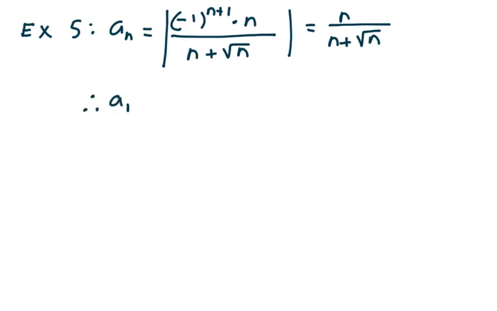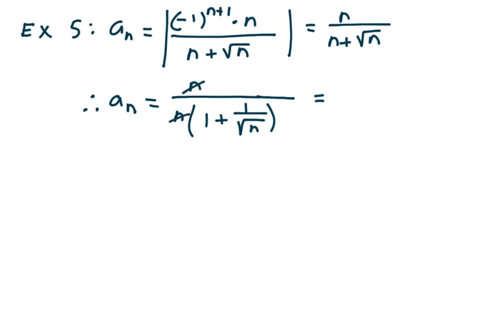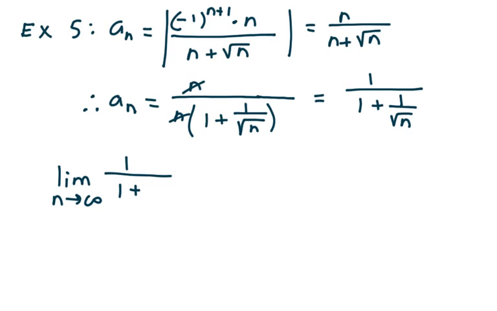And so a sub n is n over, now I'm going to factor out an n from the denominator, and when I do that, I get 1 plus 1 over the square root of n, like so. Notice how the n's cancel. And we get 1 over 1 plus 1 over square root of n. So I'm going to take the limit as n goes to infinity of 1 over 1 plus 1 over root n, right?